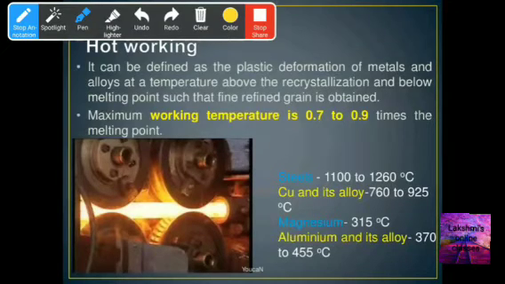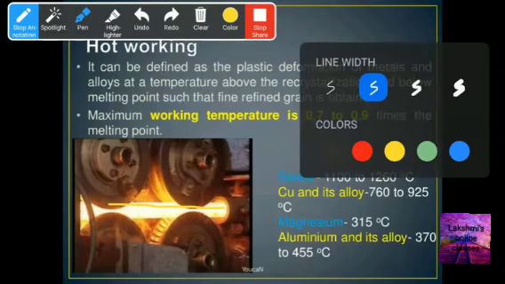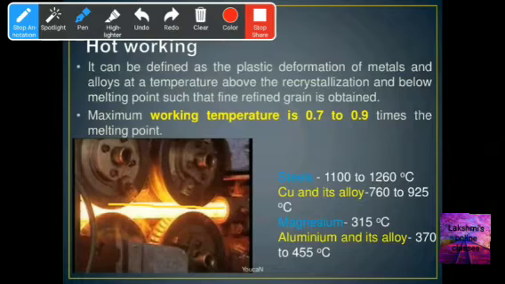So this is hot working. It can be defined as the plastic deformation of metals and alloys at a temperature above the recrystallization temperature and below the melting point, such that fine refined grain is obtained. So this is the workpiece, the specimen, which is at a temperature above the recrystallization temperature and below the melting point.